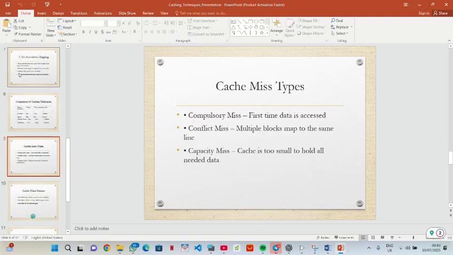Cache miss types. Let's talk about cache misses. This is the situation when the data is not found in the cache. There are three types. One is the compulsory miss, which happens the first time data is accessed. The other one is the conflict miss, when two or more blocks compete for the same cache line. Lastly, the capacity miss, when the cache is too small to hold all the needed data.